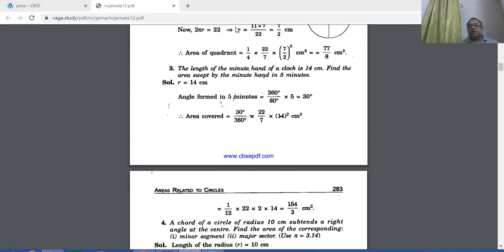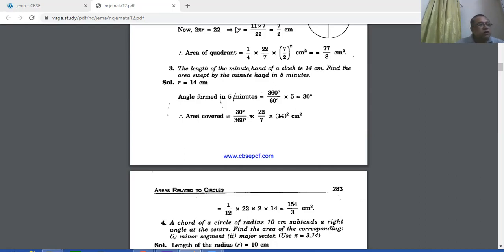Once we do that, we can easily substitute 22 by 7. The radius is 14. Why? Because the minute hand is almost touching the circumference of the circle, so we can assume the minute hand to be the radius. So pi r square, and the theta value we have found out is 30. Now it's a matter of calculation. We can cut off the 0. This will become 12 times. So we are left with 11 into 14 into 14 divided by 7 into 7. We can cancel all this. So the area will come out to be 154 centimeter square.